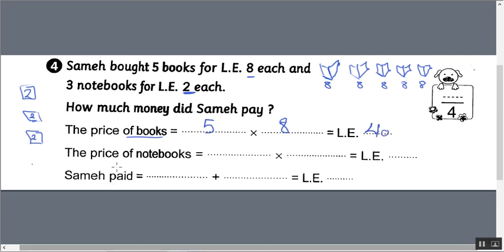And here he said the price of notebooks. Here he bought 3 notebooks, so we'll say 3 times the price of each one, which equals 2. 3 times 2 equals 6. So finally we can say the price of books equals 40. He paid 40 pounds for books, and also he paid 6 pounds for notebooks. If we make addition, 40 plus 6 equals what? 0 plus 6 equals 6, and here down we write 4. So the final result equals 46.